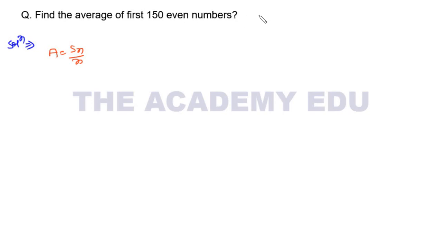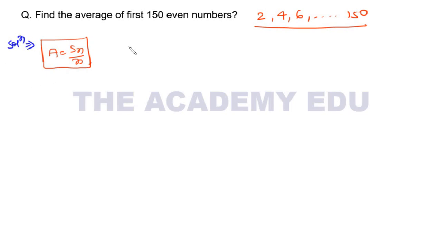So what is the first even number? 2, second even number 4, third even number 6. So I need to find up to 150. So it is not possible to add them, right? But I need to find the average. Okay. So there are many ways to find it. You can apply this formula, and there is another approach. It's not a formula, it's a logic.